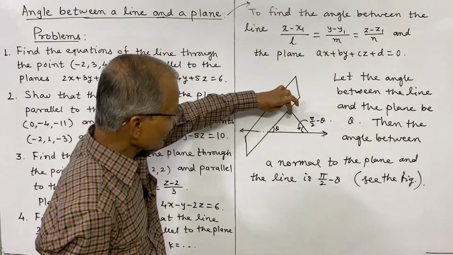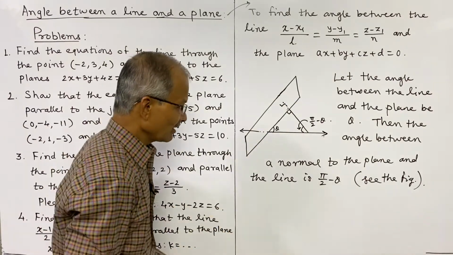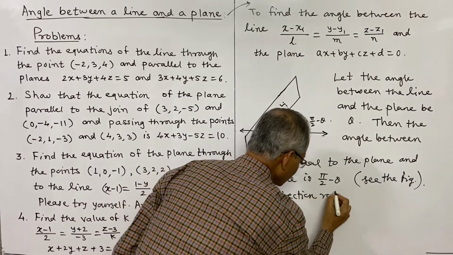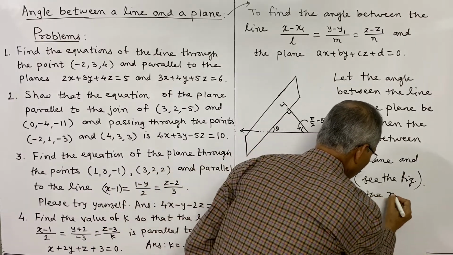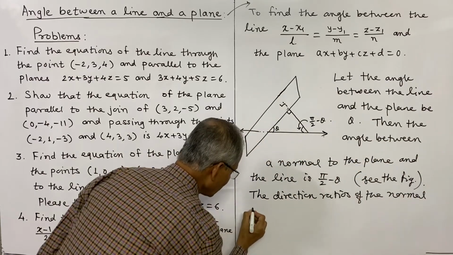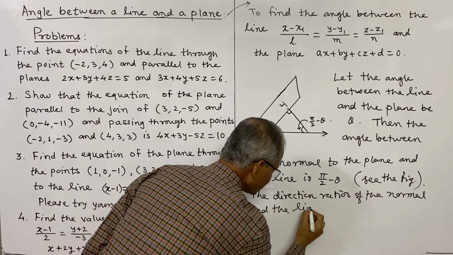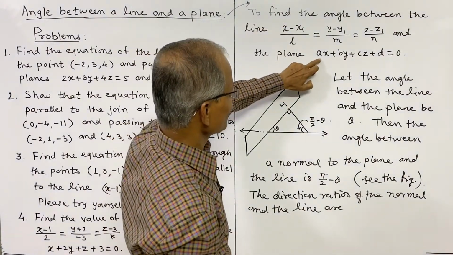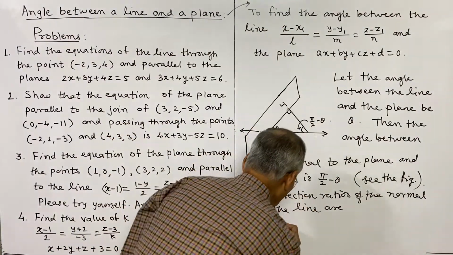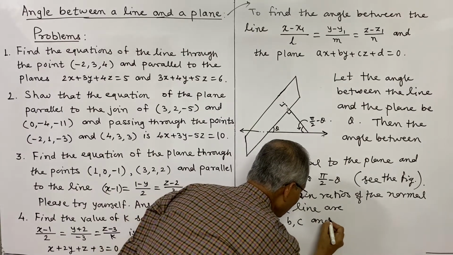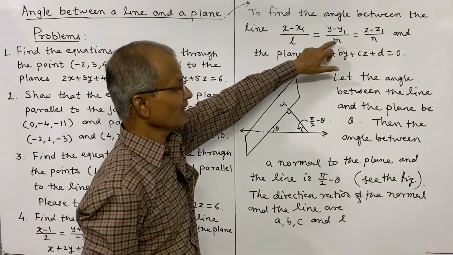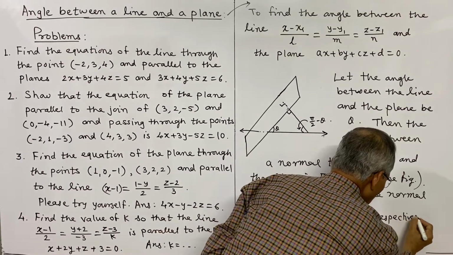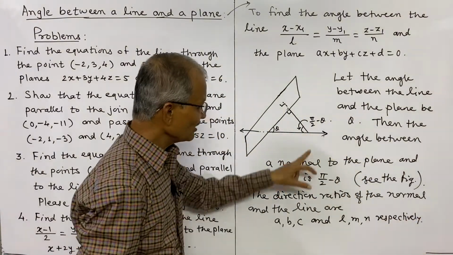Now we can write the DRS of the line and DRS of the normal. The direction ratios of the normal and the line are, from the equation of the plane, A, B, C, and from the equation of the line, L, M, N respectively. And the angle between these two is pi by 2 minus theta.